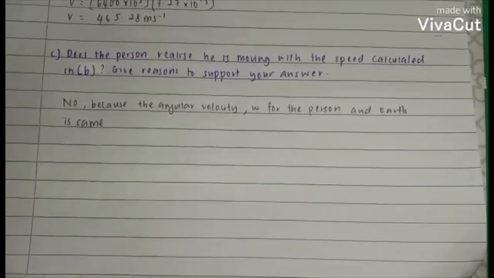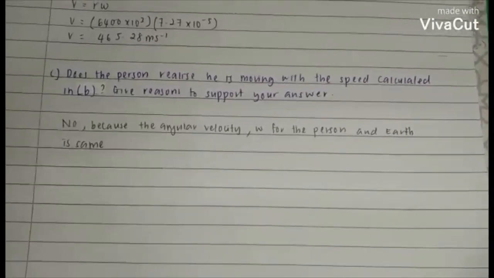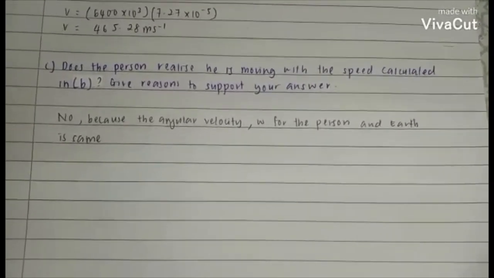For the last question, does the person realize he is moving with the speed calculated in B? Give reason to support your answer. So the answer is no, because the angular velocity, which is omega, for the person and Earth is the same.